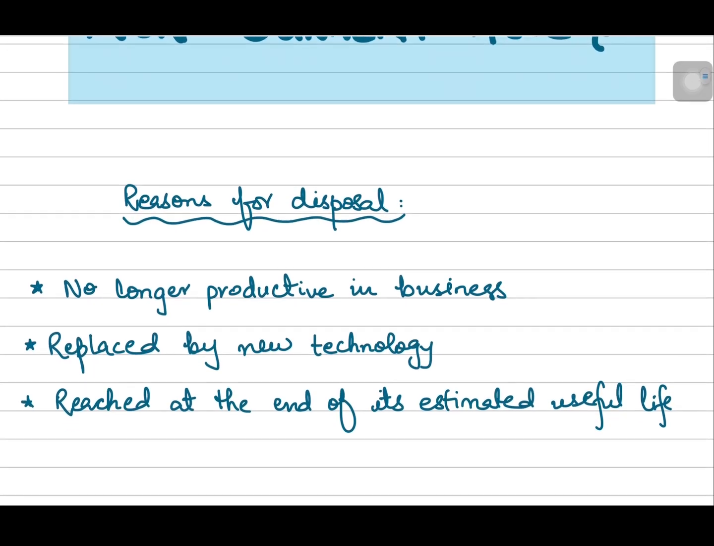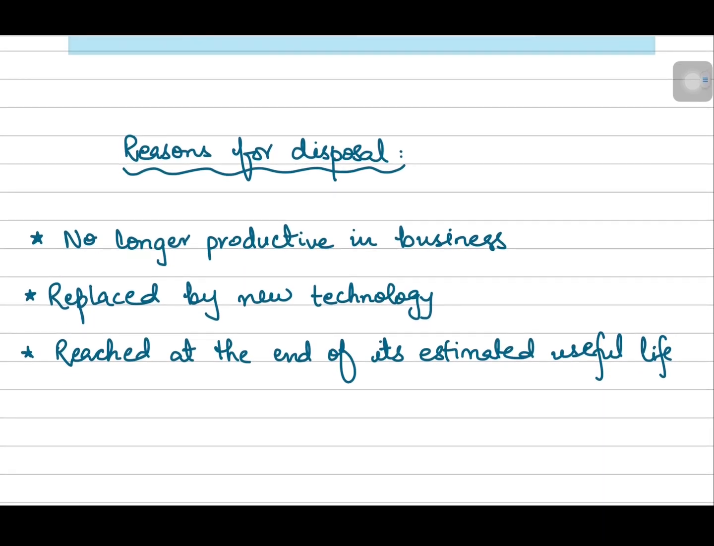So let's first discuss a few of the reasons for disposal. Why do businesses decide to get rid of the non-current asset? The reason could be that the asset is no longer productive in business. What do I mean by this? This means that the non-current asset is no longer performing according to the production requirements of the business. That is, it is no more producing at the full capacity that it used to when it was new. Similarly, if that asset has been replaced by a more technologically advanced new non-current asset, then also the business can decide to get rid of that asset in order to avail the benefits of saving costs, let's say saving energy and producing more in lesser time.